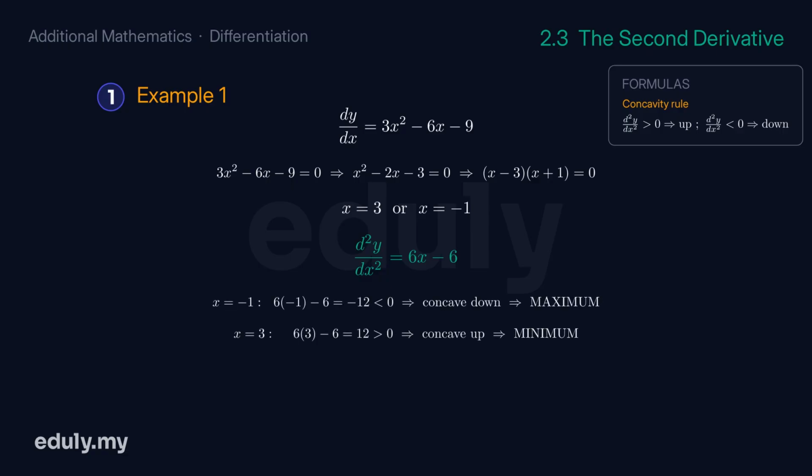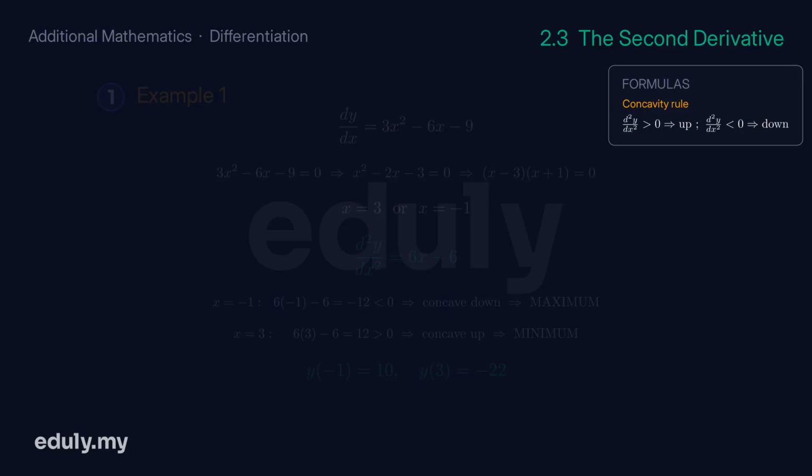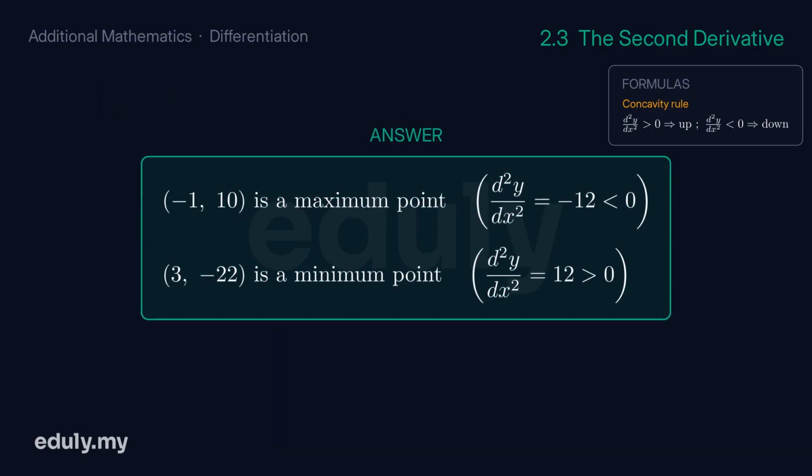Test each x value. At x equals negative 1, it's negative 12, concave down, a maximum. At x equals 3, it's positive 12, concave up, a minimum. Substitute each x back into the original curve y, never into dy over dx, to get the matching y coordinates, 10 and negative 22. Stationary points at minus 1, 10, and 3, minus 22.